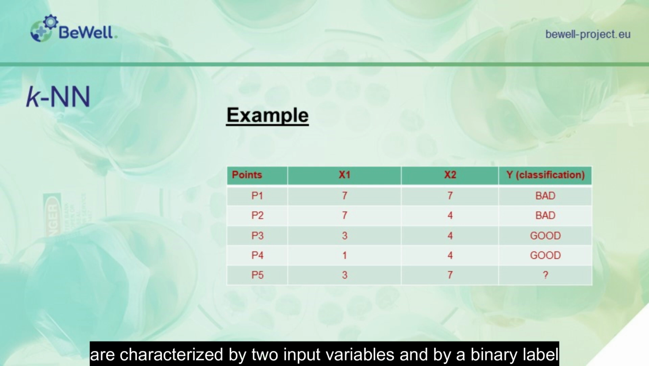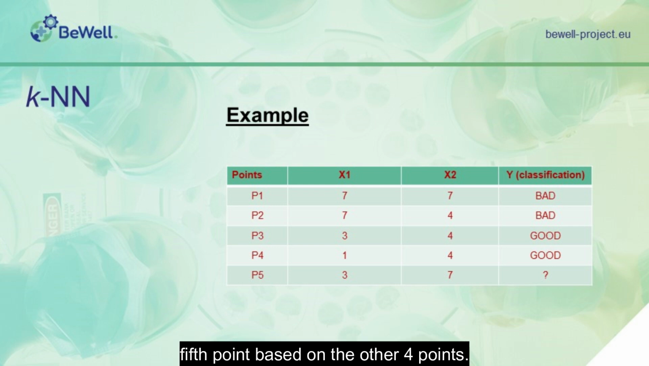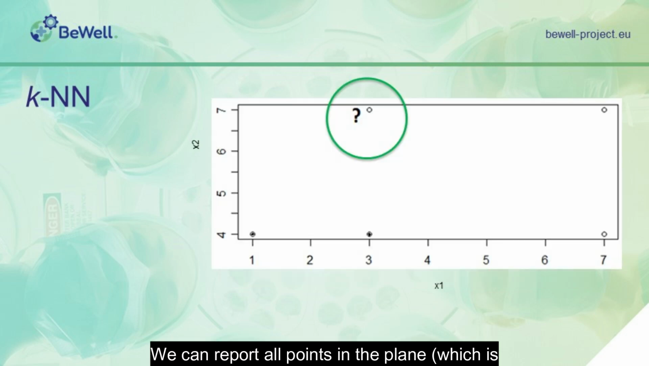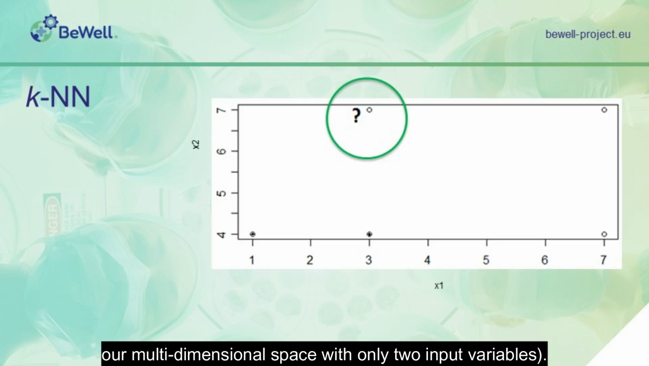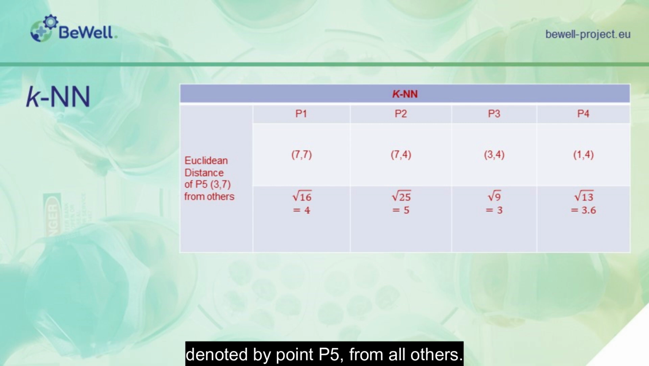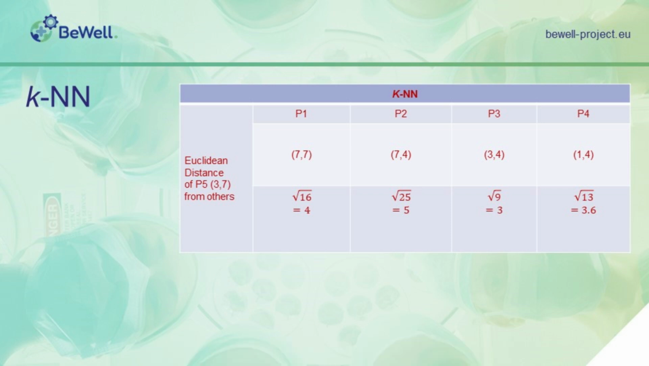Observations are characterized by two input variables and by a binary label, bad or good. The goal is to predict the label of the fifth point based on the other 4 points. We can report all points in the plane, which is our multidimensional space with only 2 input variables. Now we compute the Euclidean distance of the new observation, denoted by point P5, from all others. This is simply the Pythagoras theorem in the plane.